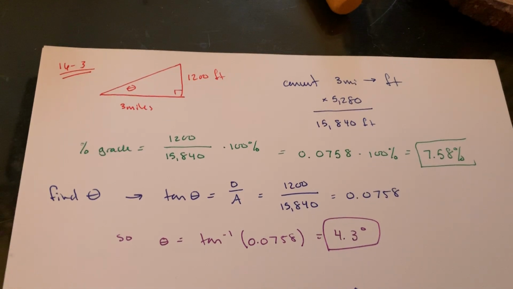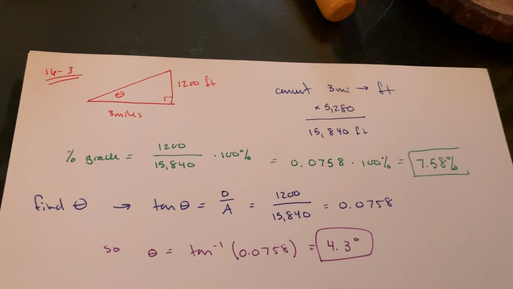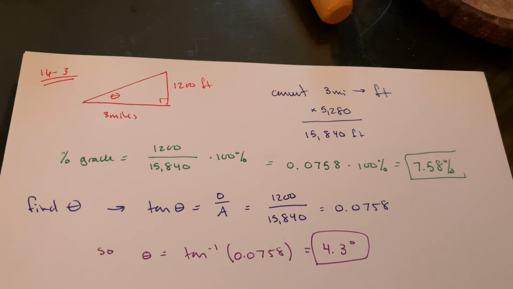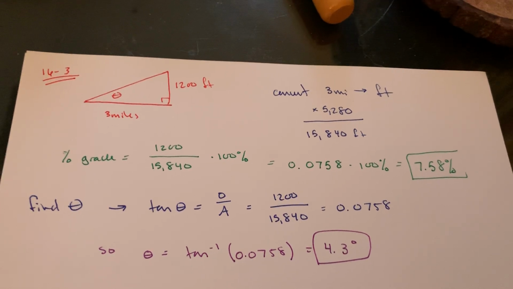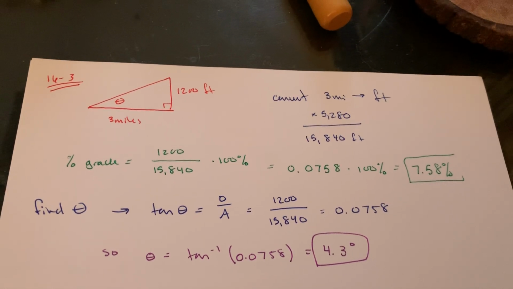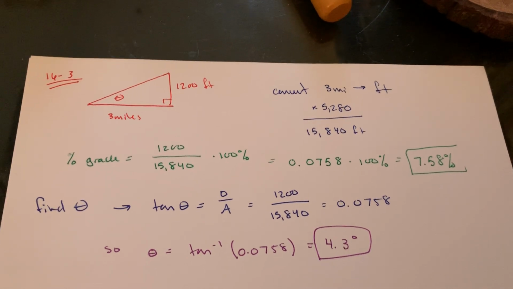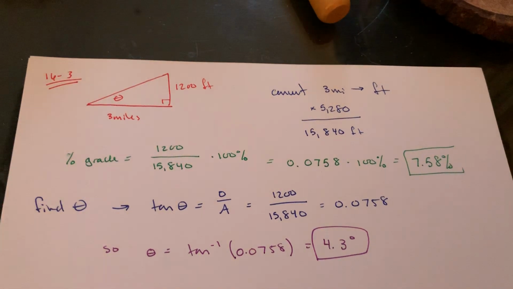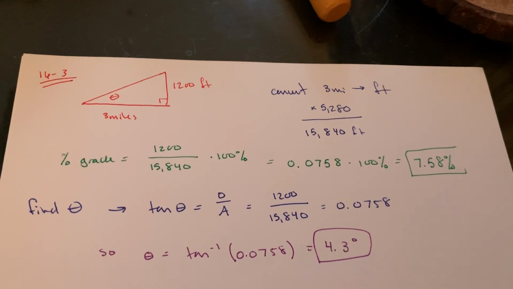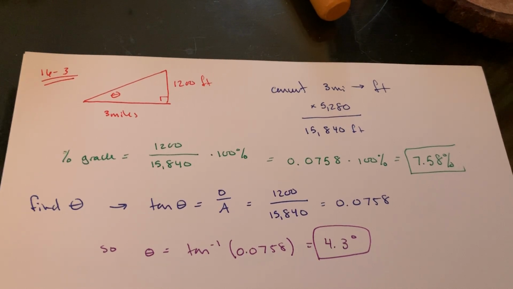If I want to do the angle, then I'm going to say the tangent of the angle would be my opposite over my adjacent. So that's the same setup, 1,200 over 15,840, which is 0.0758. Then if I do tangent inverse of that decimal value, it's going to spit back whatever this angle of incline, this angle of elevation, is. It looks like that's going to be 4.3 degrees. That makes sense. These are bigger values than the one we did in our first example, and it looks like it's also going to be somewhat steeper, a bigger angle.